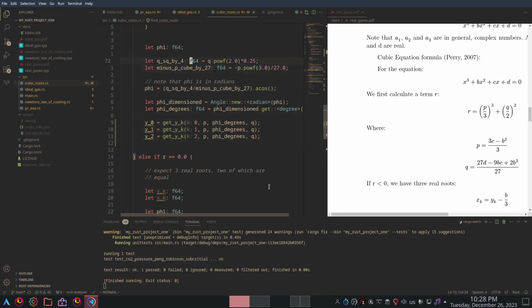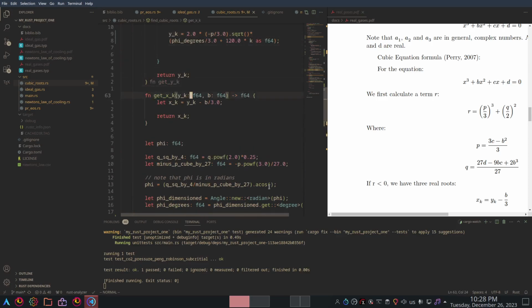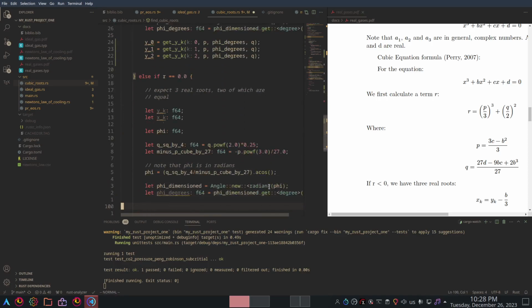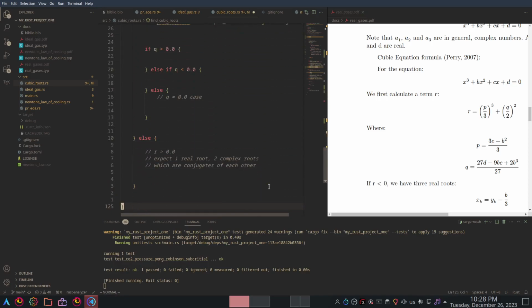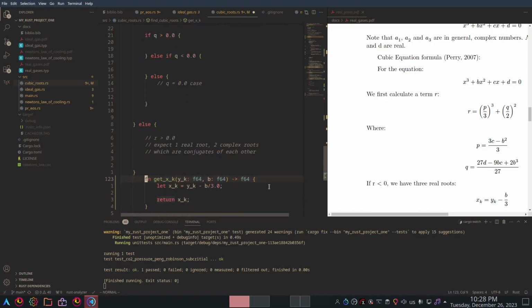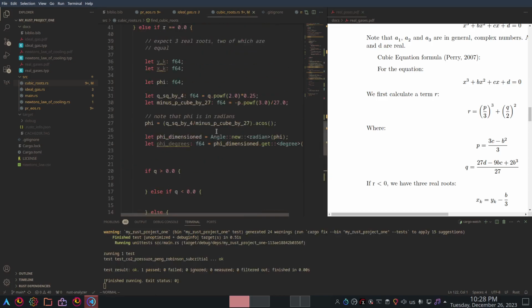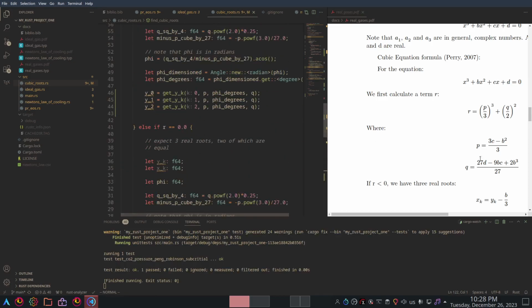Okay, and I guess I don't want to cram in my getXk function here. I'll do the getXk right at the end after I get my y0, y1, and y2. So let me put this here. All right, I'll do it like that. Okay, so the last step is to get the xk. All right, so we have the case for r less than 0.